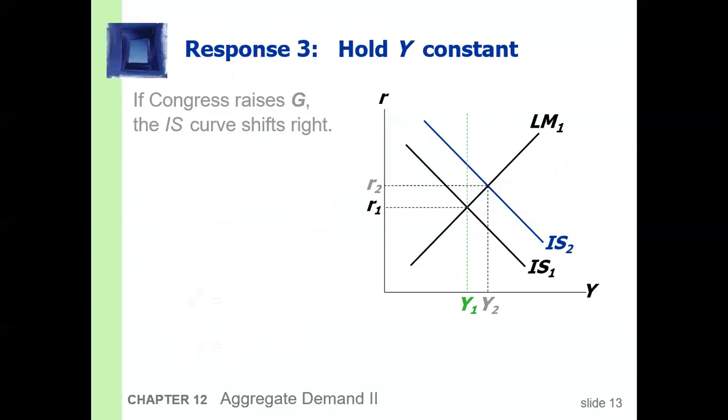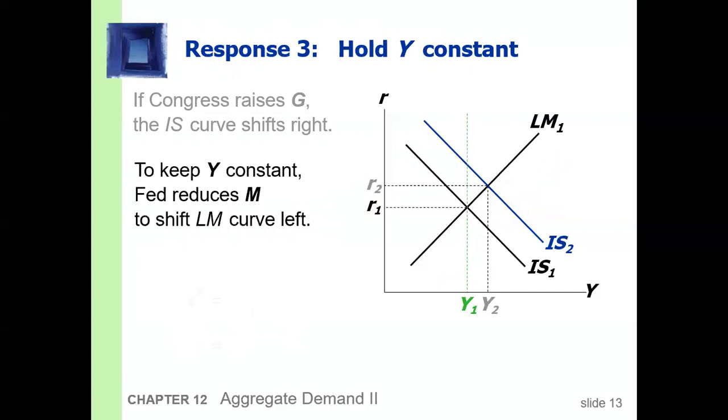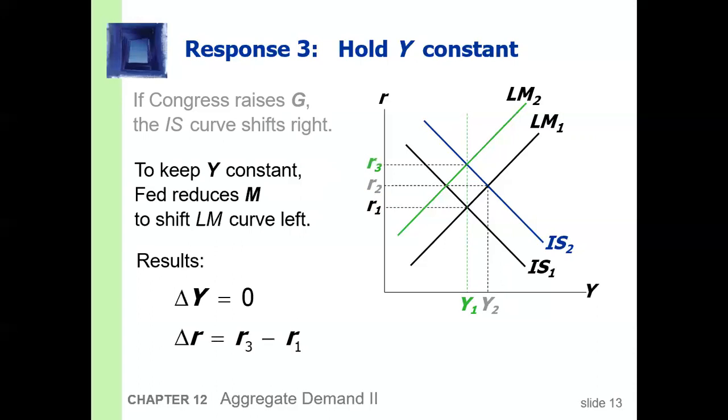The third response is holding Y constant. To keep Y constant, the Fed reduces the money supply. Why? To shift the LM curve to the left. You can see in the previous example, it changed from Y1 to Y2. Now, when the Fed reduces the money supply, the LM curve shifts to the left, so we have a new point of intersection at Y1. In this case, there is no change in income, and the interest rate rises from R1 to R3.